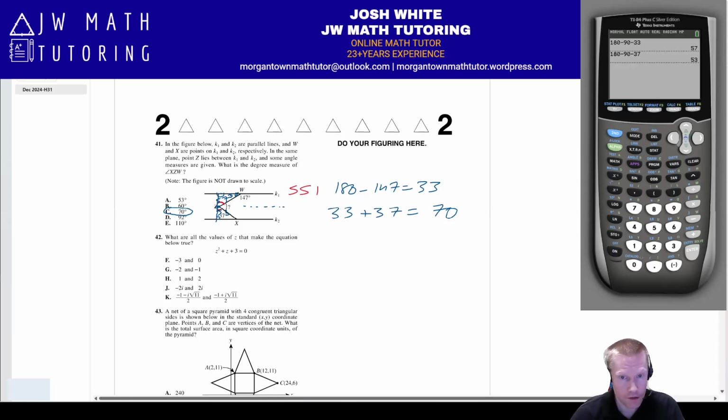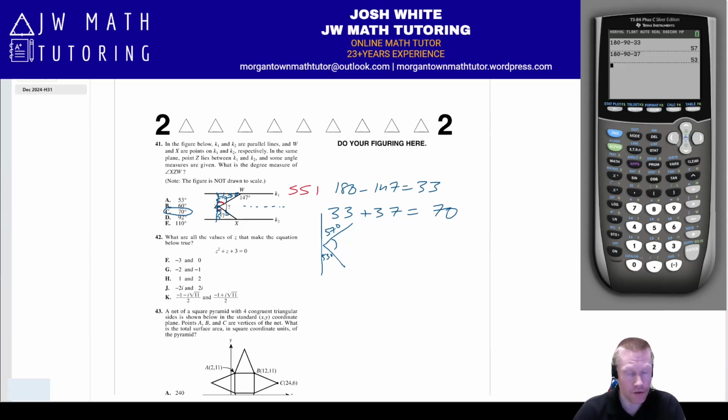So just to blow the picture up a little bit, what you have going on here is a 57-degree angle, a 53-degree angle, and then this unknown angle in the middle. So now these three angles all add up to 180. So you can do 180 minus 57 minus 55.